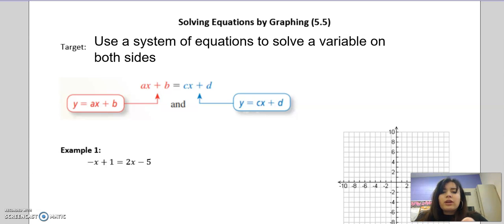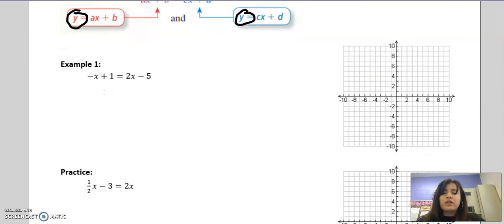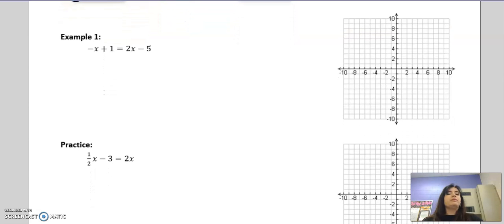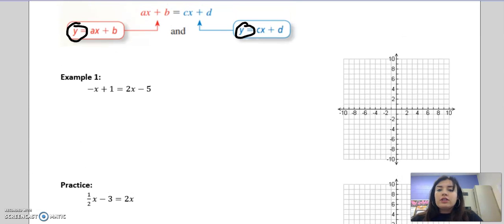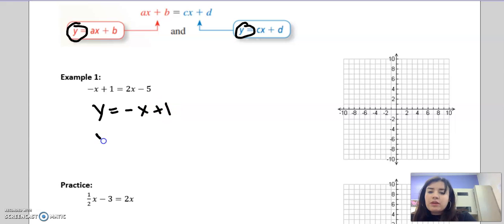And in this little example we have here, it shows you that y equals one side and y equals the other side. So that's how we're going to get our systems of equations. Let's talk about that more. So what we're going to have to do is, just like above, we're going to split the left side and the right side. So now we have y equals negative x plus 1 and y equals 2x minus 5.